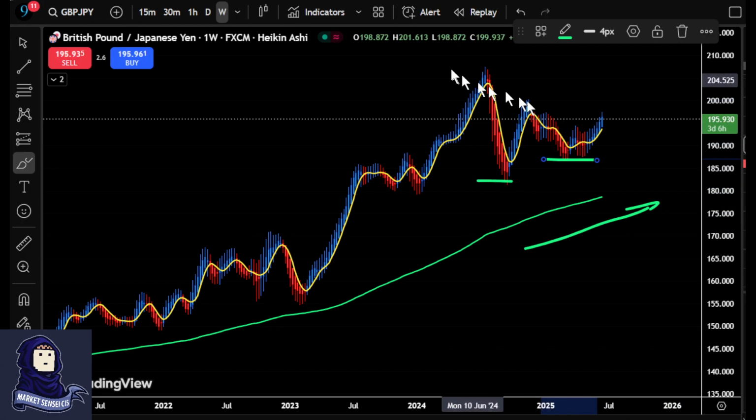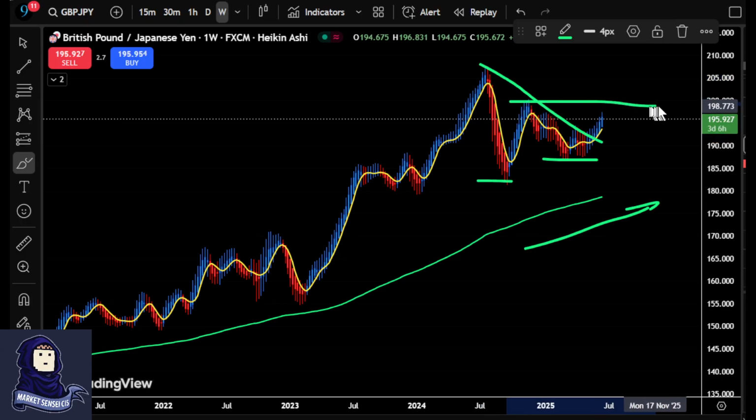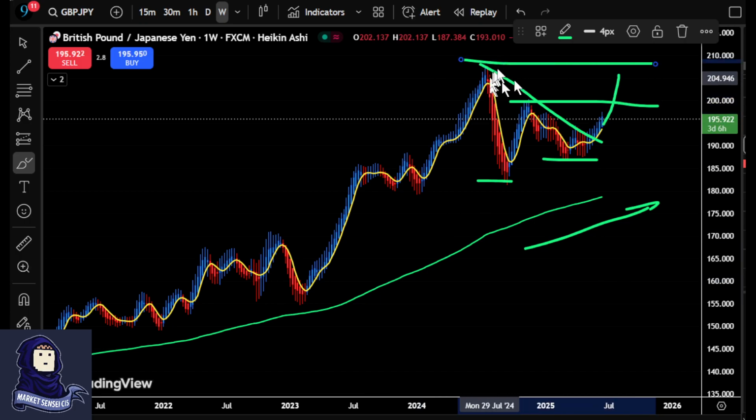Higher lows. This line down here, and it actually breaks this trend line. So it breaks out, it's going to retest this area now. So if it really breaks out, it might retest the higher prices here. This is a weekly chart, so expect it to play out maybe up to the end of the year.